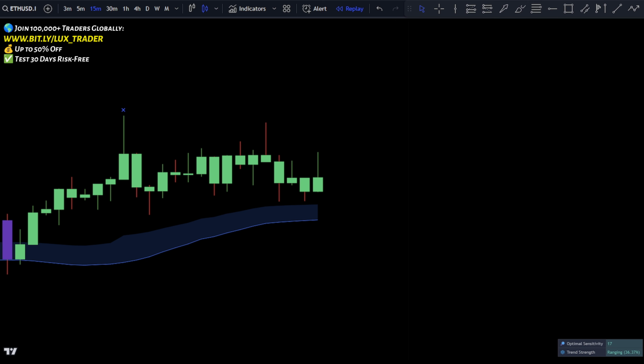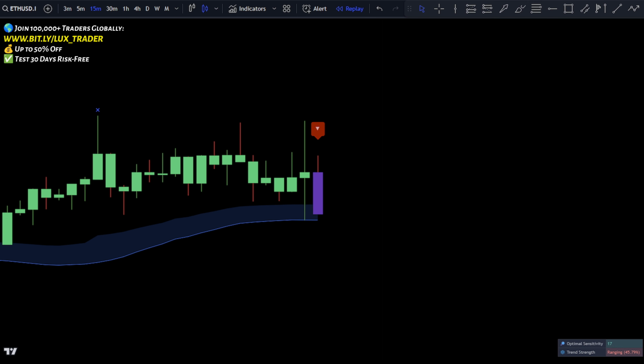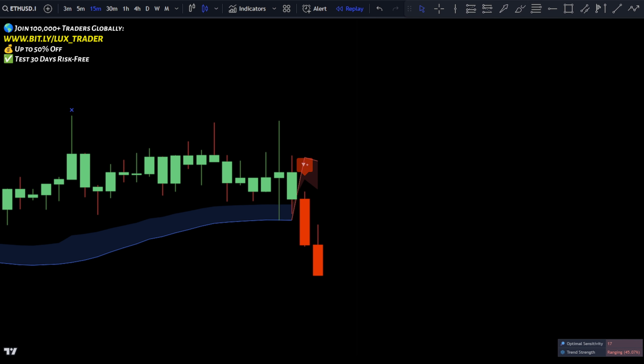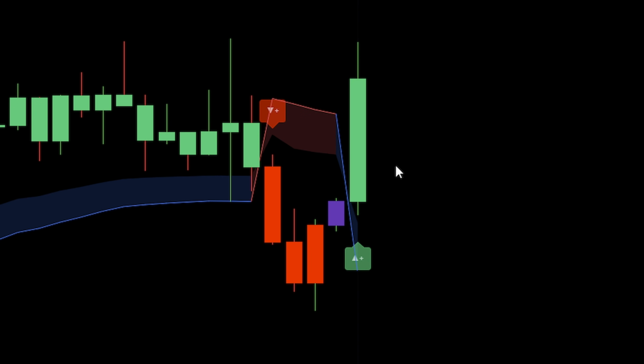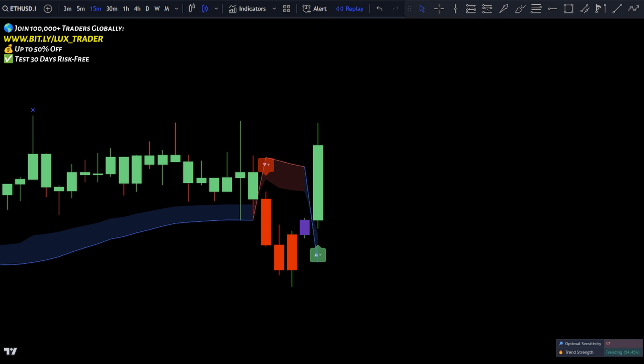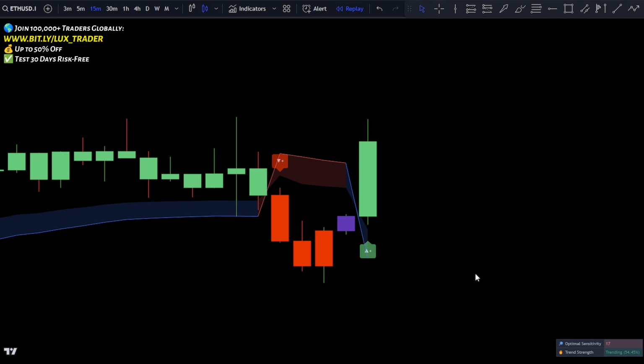Now, let me walk you through an invalid buy setup. On this chart, we can see the smart trail is blue, and a buy signal has appeared. At first glance, this might look like a valid pullback setup since the candlestick came very close to the smart trail, but if we take a closer look, there's a key detail that invalidates this trade.